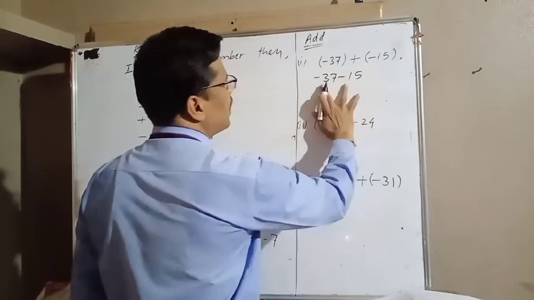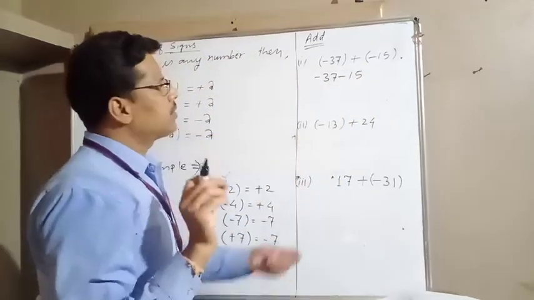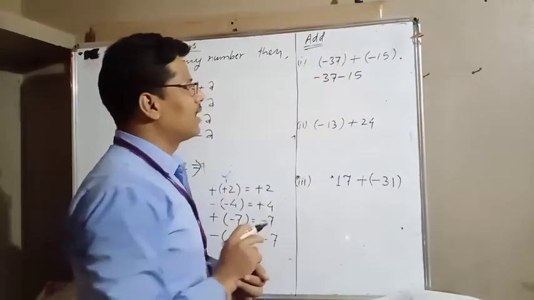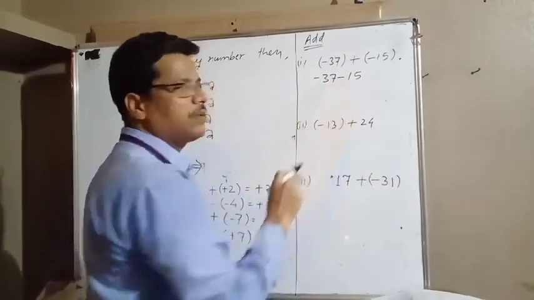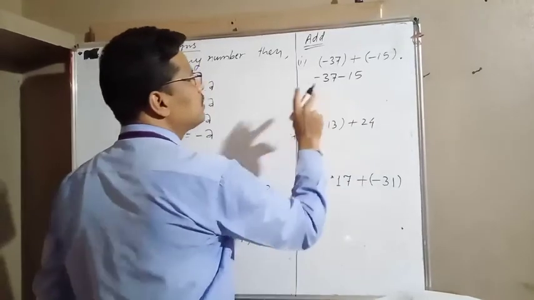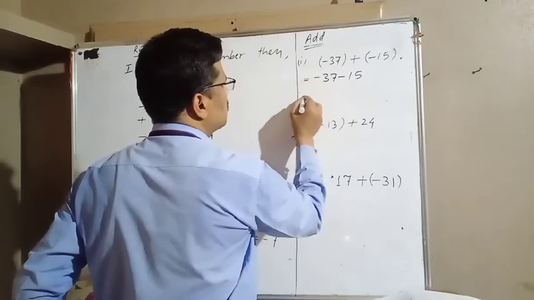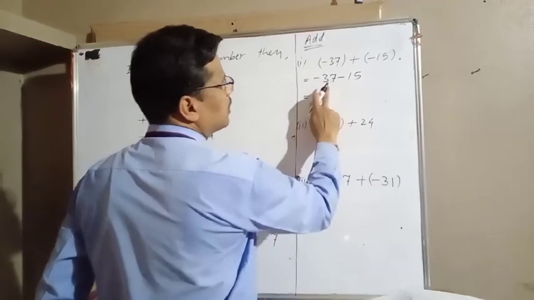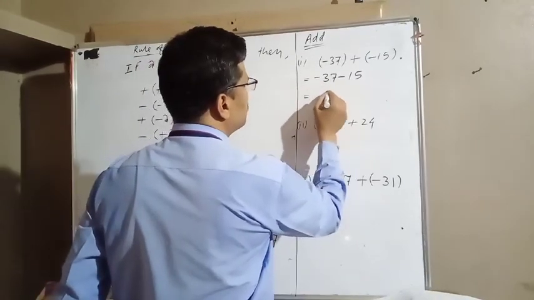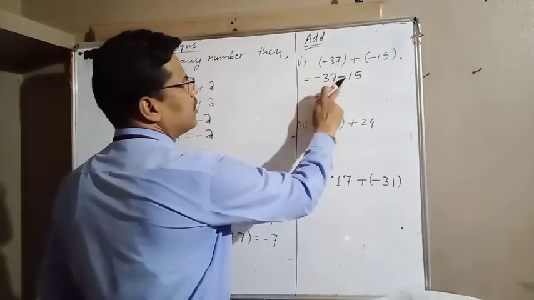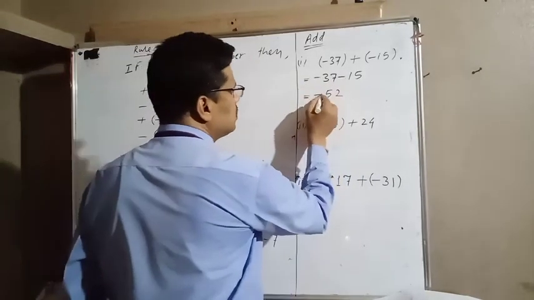Here plus and here minus, plus minus is minus, so we write here minus. Now these two numbers have a like sign. Keep in mind, when two integers or two numbers have the same sign, they will be added. That's why we will add. And which sign do we have to place in the answer? This sign, the common sign. So first we put the equal sign. 37 and 15, what do we get here? 52. And which sign do we have to put? Their common sign, negative, because both are negative, that's why we put the negative sign.